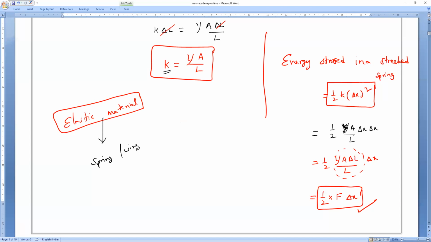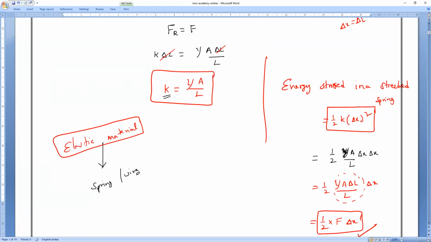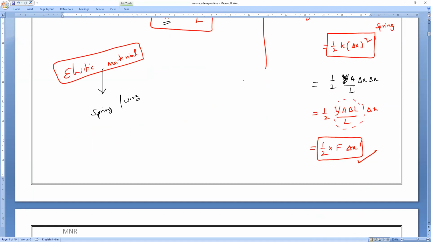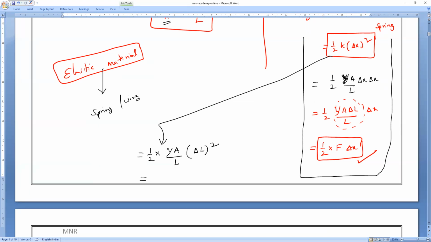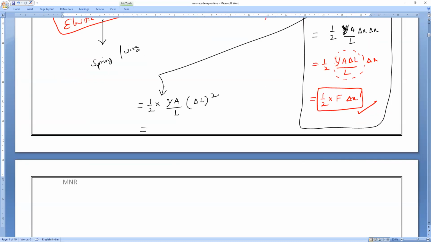So let me take it now. If I substitute here, delta X is delta L. From this formula, all of you observe, I will write the formula. Energy stored in the spring is equal to half into K value, which is Young's modulus into A divided by L, and in place of delta X, I will write delta L whole square. Any problem for anybody? So this is the second formula. This is another formula I want to teach you, because we can solve any question from this in 2 different ways. So half into Young's modulus into A divided by L into delta L square. Clear, everybody?